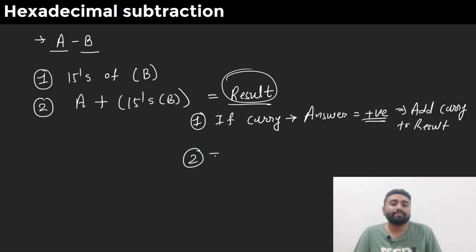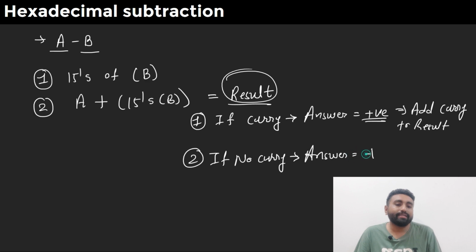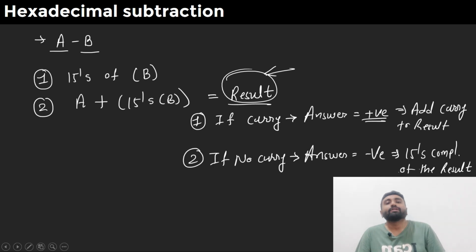Now in the second case, if there is no carry, that means the answer that you have is a negative answer, and in this case we will find the 15's complement of the result. I hope when I'm saying result you understand this result, that means A plus the 15's complement. So this is the process, these are the steps that you need to follow.